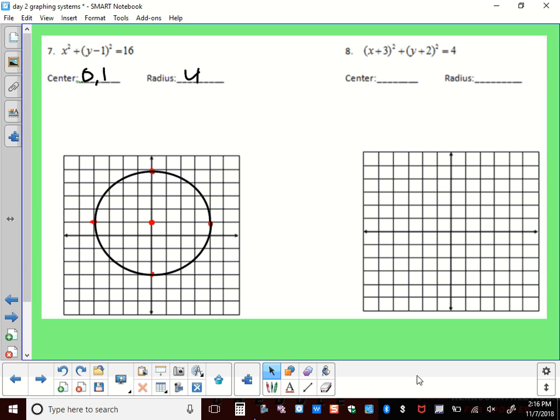Ronaldo has it. All right, who wants to do number 8? Maybe I should make you write the whole time since you don't talk. All right, what's my center? Careful. -3. It's both of them opposite for the center.